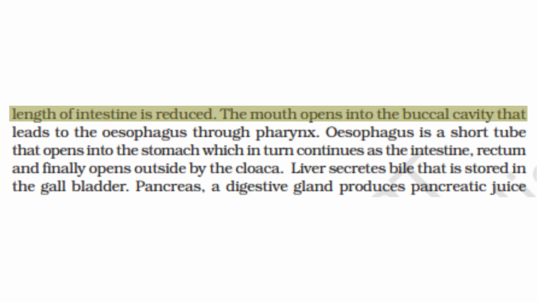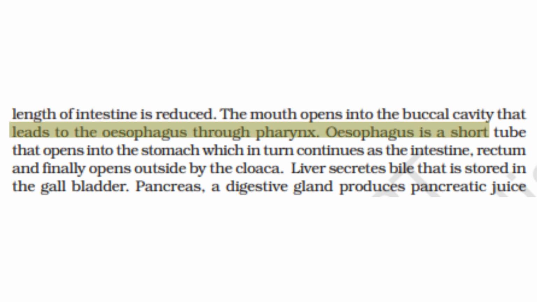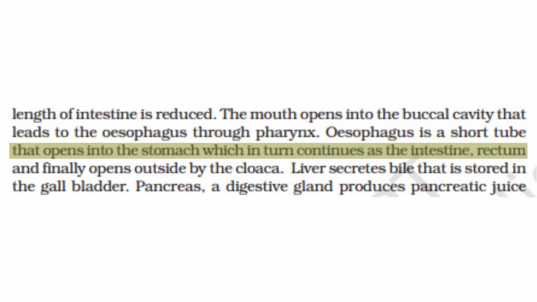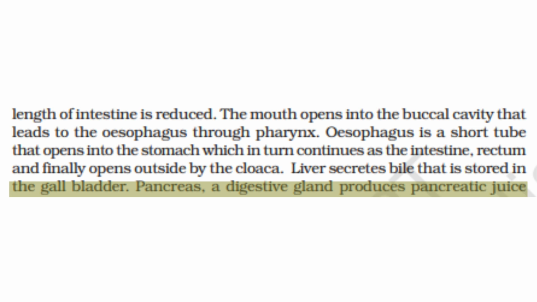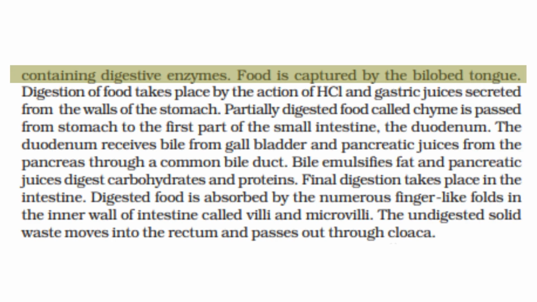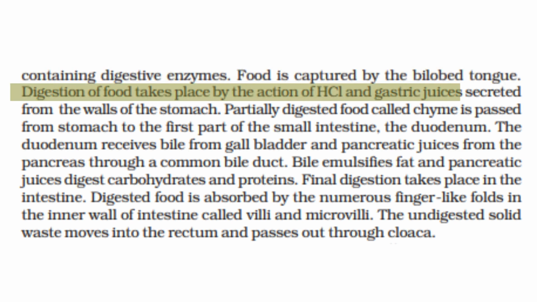The mouth opens into the buccal cavity that leads to the esophagus through the pharynx. The esophagus is a short tube that opens into the stomach, which in turn continues as the intestine, rectum, and finally opens outside by the cloaca. The liver secretes bile that is stored in the gallbladder. The pancreas, a digestive gland, produces pancreatic juice containing digestive enzymes. Food is captured by the bilobed tongue.